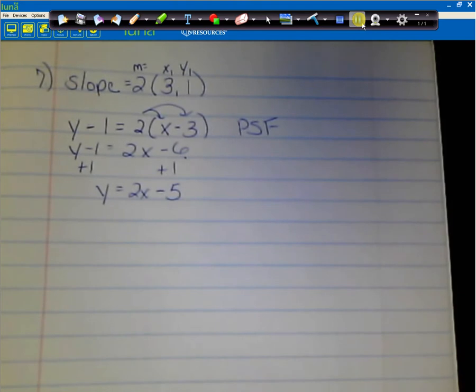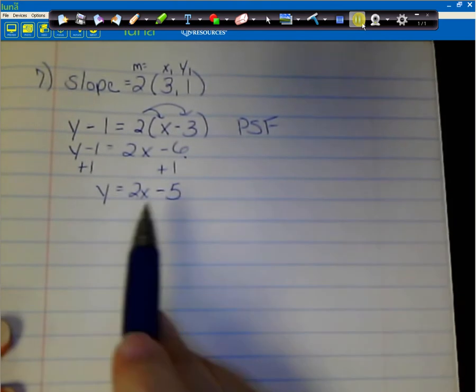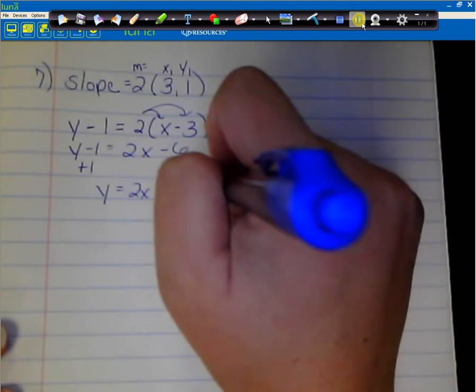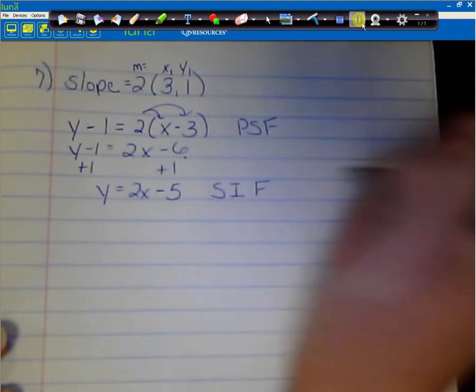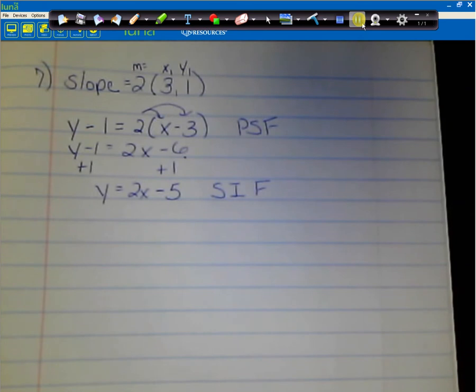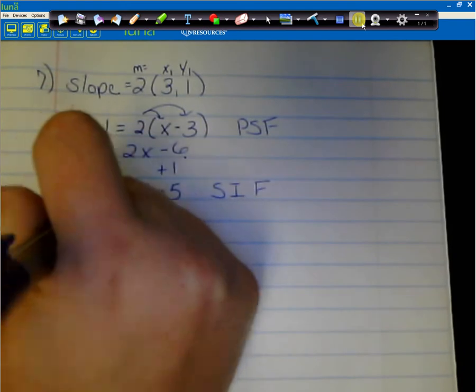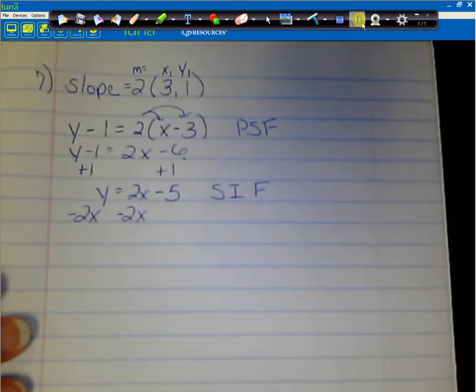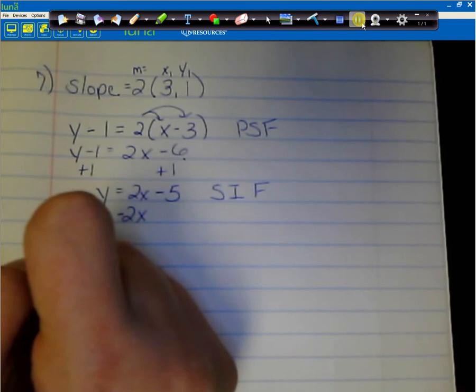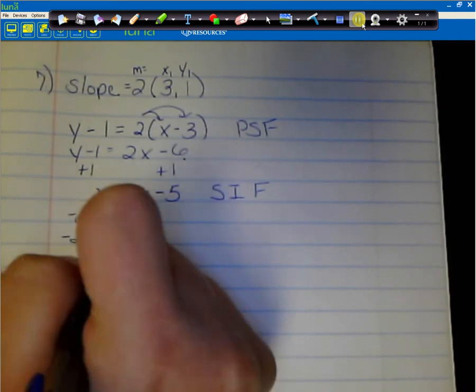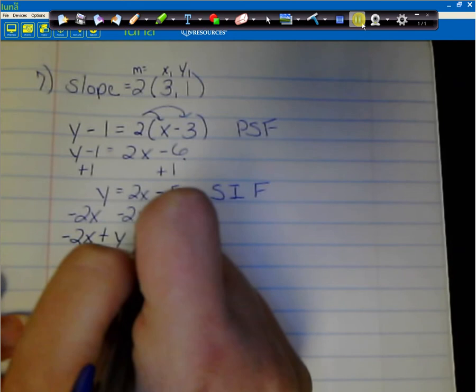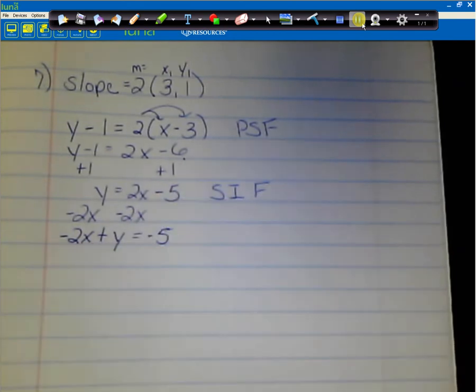So our y is by itself, and this looks like y equals mx plus b. So there's our slope-intercept form. And again, I'm going to write that out to the side so I know what form it is that I'm looking at. Now we want to go from slope-intercept to standard. So I need to move that x back over to the left with the y. So I'm going to subtract it because it's positive. And we're going to write the x first, so I'm going to say -2x. The y is positive, so plus y equals -5 because it was minus 5.